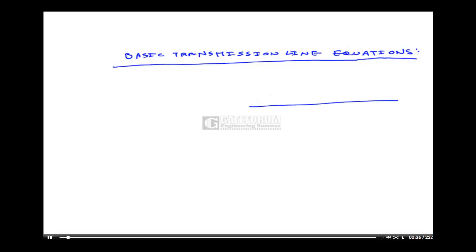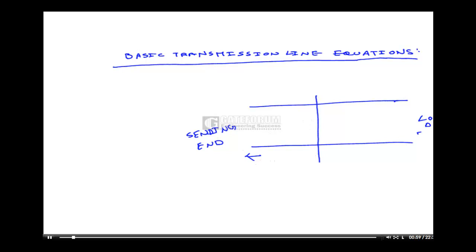Suppose I'm considering a general structure, a parallel wire line, having some distance, having some length L. Suppose at a particular length from the sending end, this is the sending end, this is the load end. So from the sending end at a distance of x, the voltage is V and the current is I.